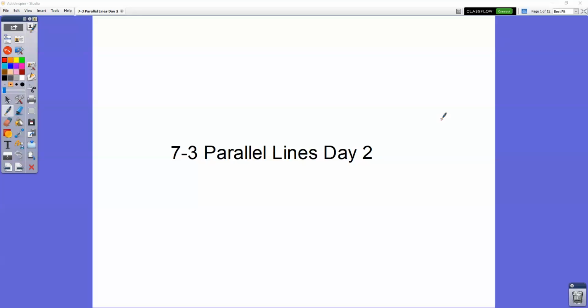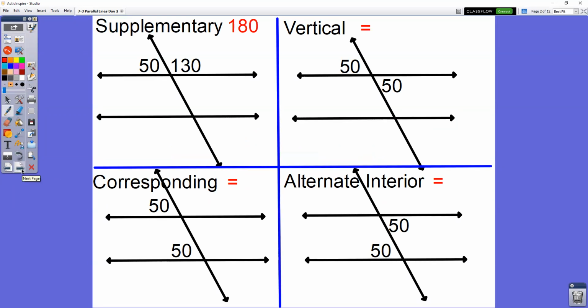So this is the lesson for 7-3, day 2. All right, we're still dealing with parallel lines cut by a transversal. So you have to remember these angles from yesterday. Remember that supplementary angles are right next to each other.